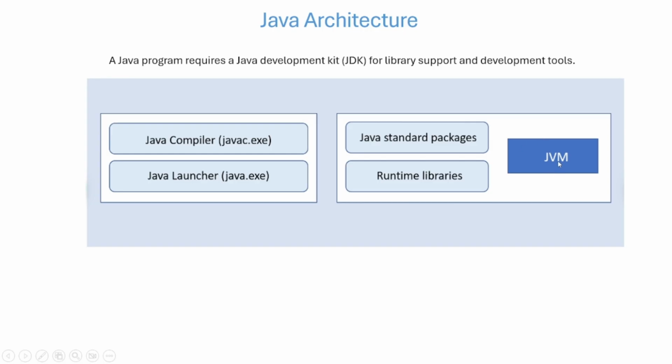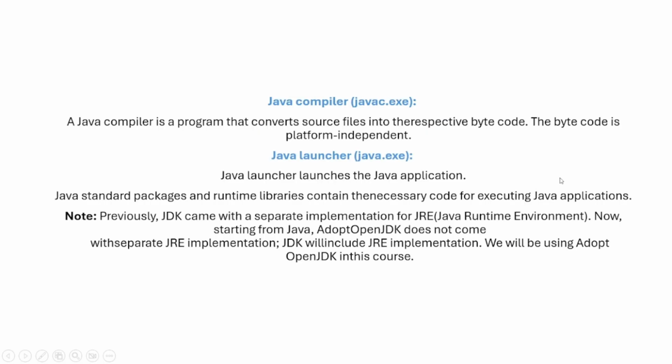that is the Java Virtual Machine. You can see whatever I told you earlier, that a Java compiler is a program that converts the source file into the respective bytecode, and the bytecode is platform independent, correct? And a Java launcher launches the Java application.